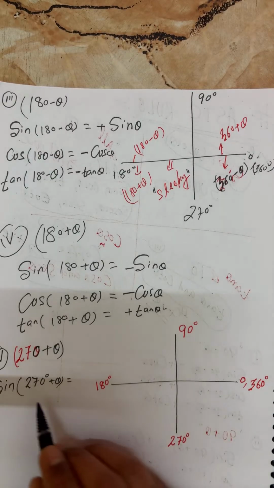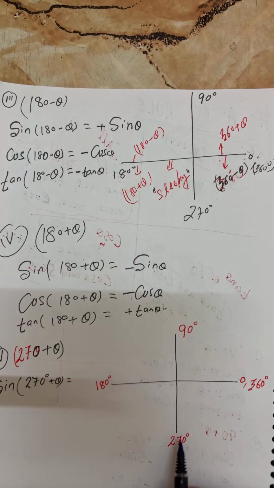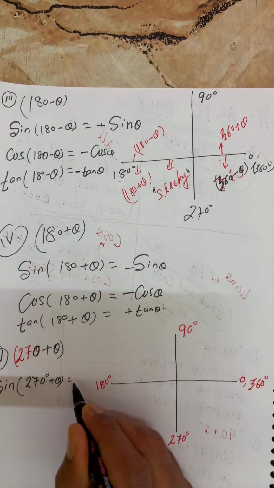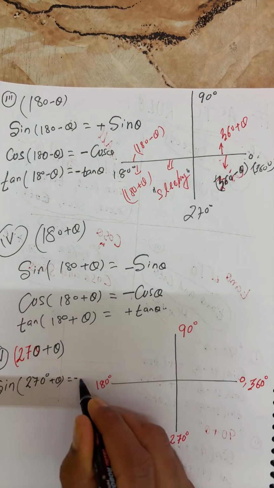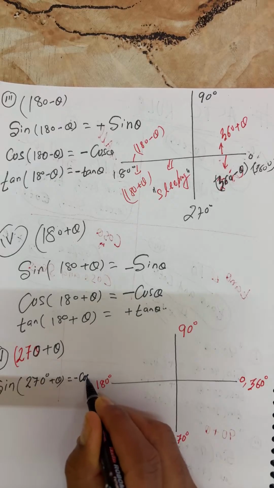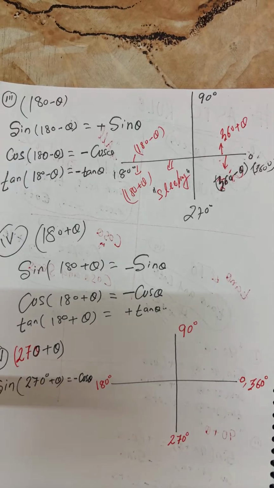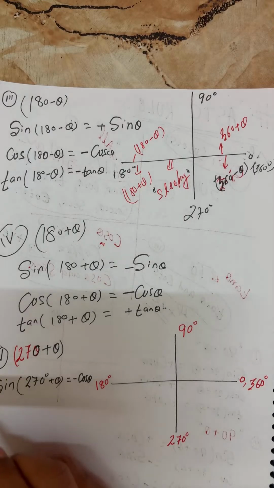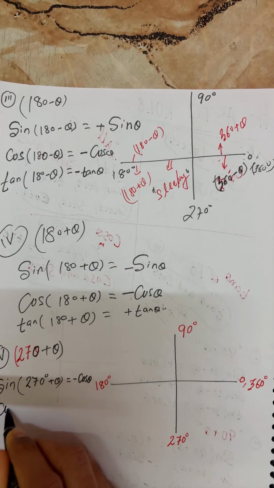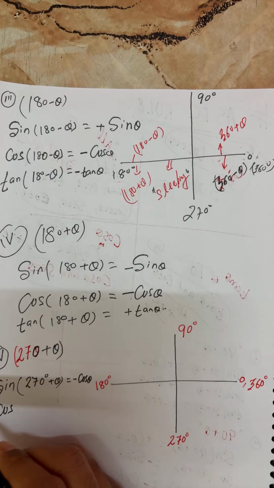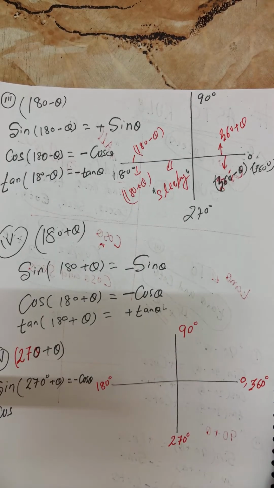Function will change here, we remember, because we are on the vertical line. So it will be minus cos theta. Minus cos theta, right? Okay. Next, students.